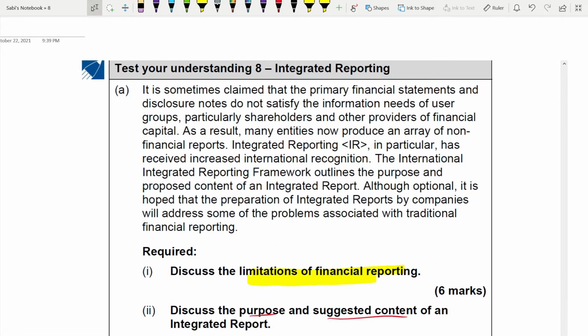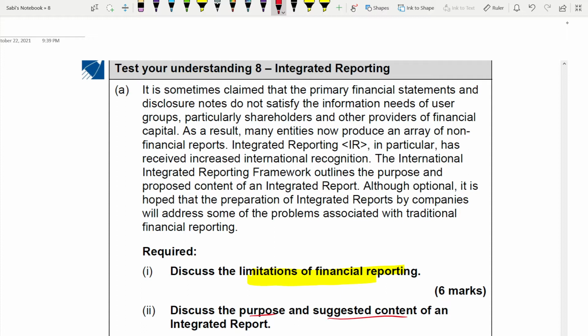It is sometimes claimed that primary financial statements and disclosure notes do not satisfy the informational needs of user groups. Obviously, because you cannot get each and every piece of information from your financial statement. They are numbers, pure numbers. They are just a snapshot at a particular time. But integrated reporting gives more information, right? Particularly for shareholders and other providers of financial capital. As a result, many entities now produce an array of non-financial reports. Integrated reporting, in particular, has received increased international recognition also.